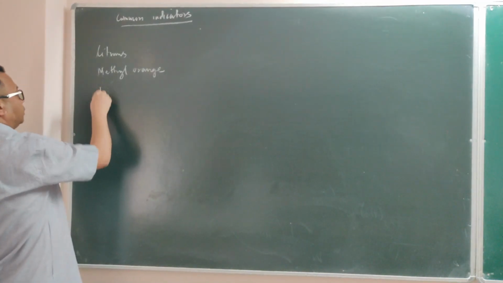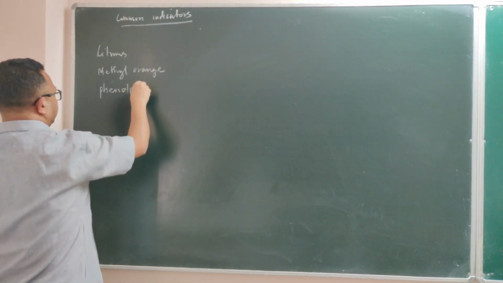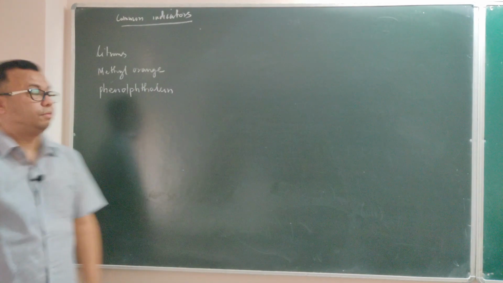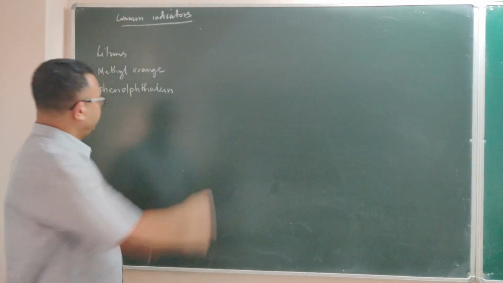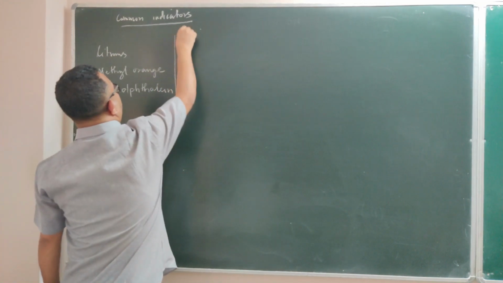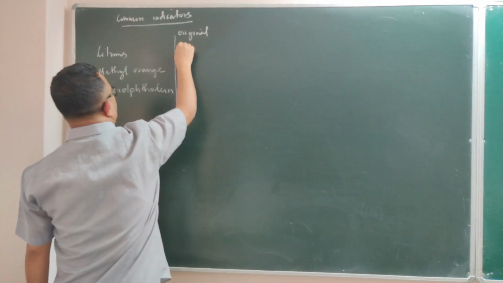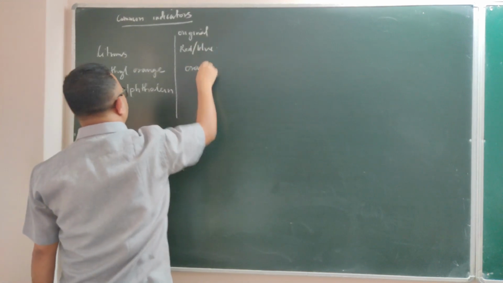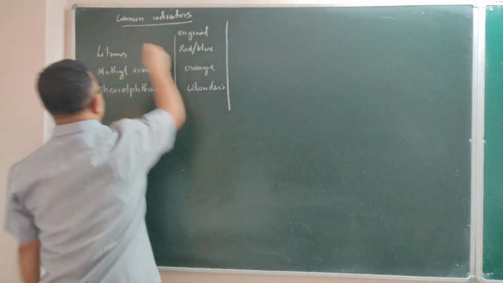Finally the last one is phenolphthalein, which is colorless. By the way, let me also tell you the original colors. Litmus is both red and blue, methyl orange is orange in color, and phenolphthalein is colorless. This is the original color.